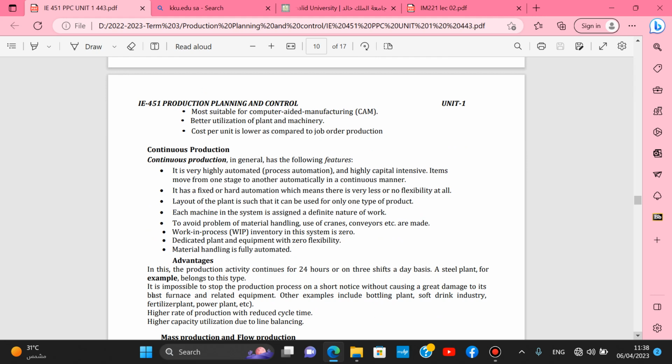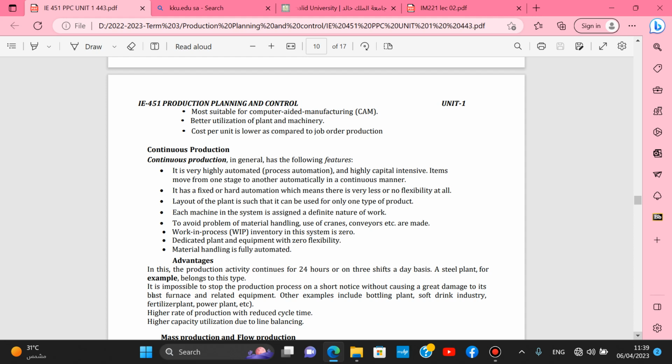The third type of production system is continuous production. In general it has the following features. It is very highly automated, meaning we use a lot of automation in continuous production, and it is highly capital intensive. Items move from one stage to another automatically in a continuous manner. Okay. It has fixed or hard automation, which means there is very little or no flexibility at all. The whole product passes through this process and it does not change much.